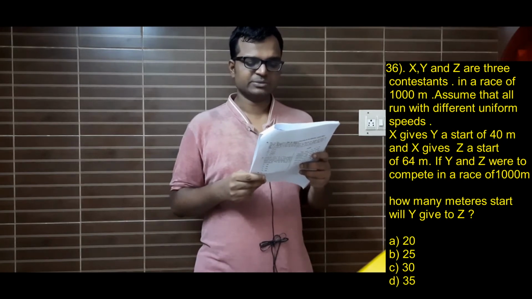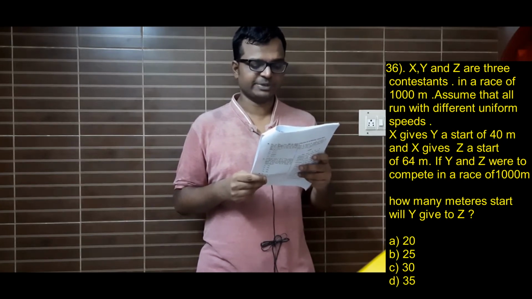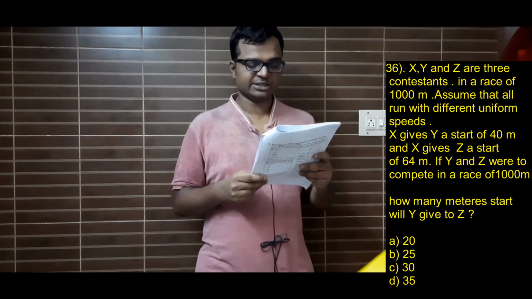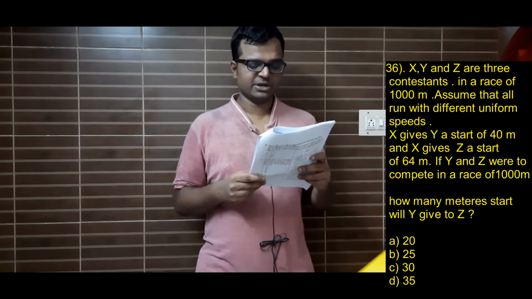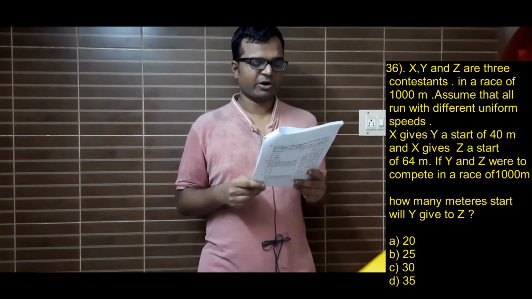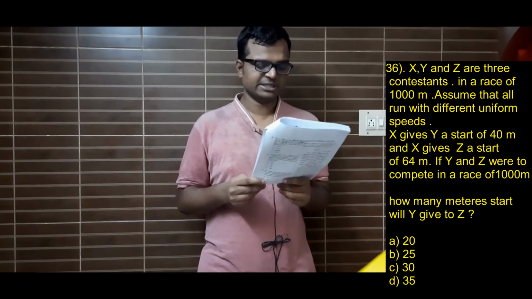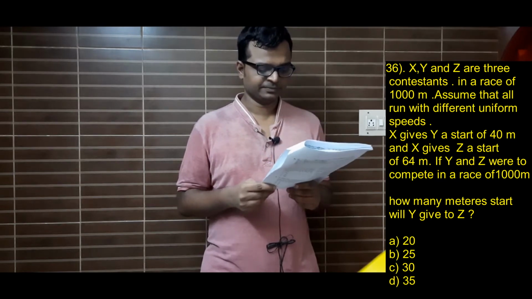Question 36, we have X, Y and Z are 3 contestants in a race of 1000 meters. Assume that all run with different uniform speeds. X gives Y a start of 40 meters and X gives Z a start of 64 meters. If Y and Z were to compete in a race of 1000 meters, how many meters start will Y give to Z? Option A 20, option B 25, option C 30 and option D 35.